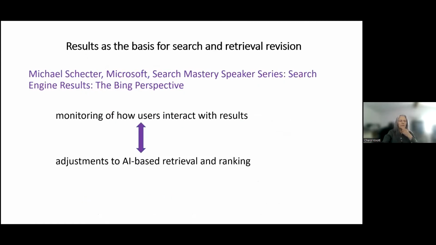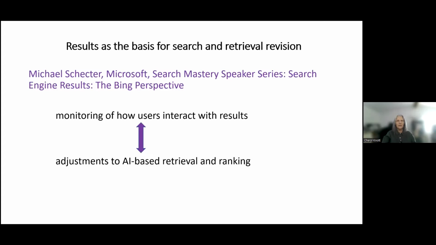So that's a good way of thinking about the results page and what it offers in terms of search and retrieval revision. From that results page, you can learn a lot. You can see ways to, in effect, revise your search by clicking on some of those options. As I said, the Bing perspective discussion was really useful, and I'm thinking carefully about how to incorporate that into the book.